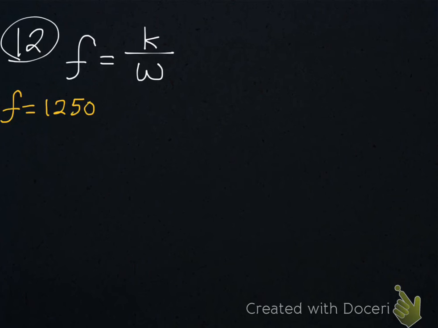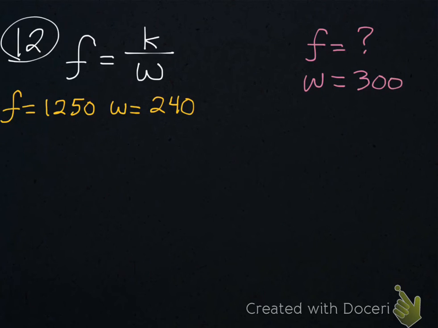Number 12. The frequency of a radio signal varies inversely as the wavelength. So I'm going to have frequency inversely means we divide by the wavelength. Again, I picked first letters. I know, it's not very original. The signal of the frequency is 1,250. So when F equals 1250, W is 240. Now look for the second set of criteria. What is the frequency when the wavelength is 300? Easy enough. Let's plug it in.